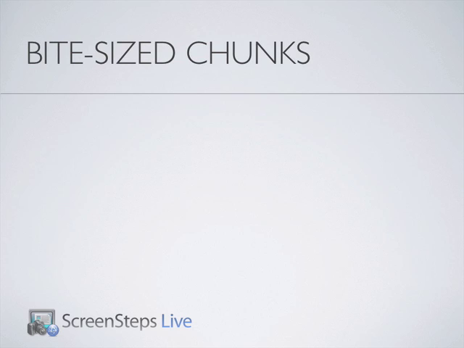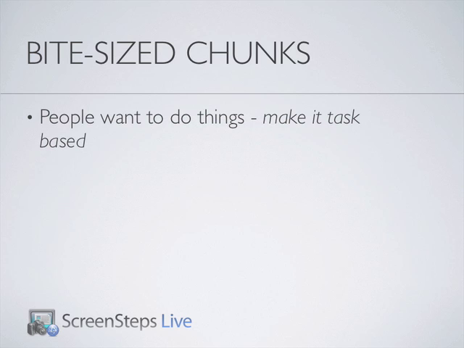Bite-sized chunks. Documentation that is created in bite-sized chunks is easier to write and easier to use. Remember, people don't read documentation, they reference it. The first time they open a manual, they go right to the table of contents or to the index. By breaking your material into bite-sized chunks, you'll make it much easier for your users to find the information they need. Here are some tips for creating more effective bite-sized chunks. People want to do things with your product. Make your chunks task-based. They should tell the user how to do something.